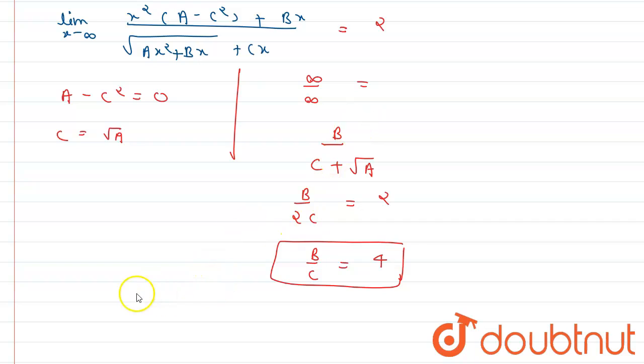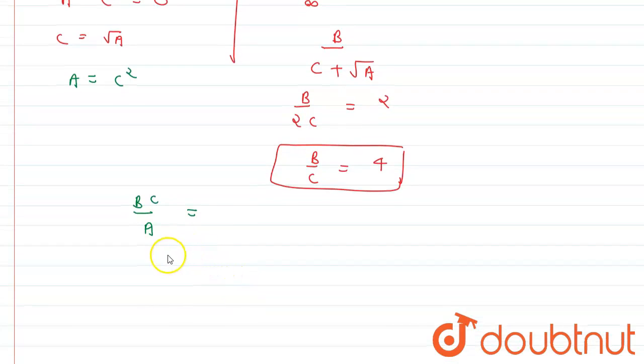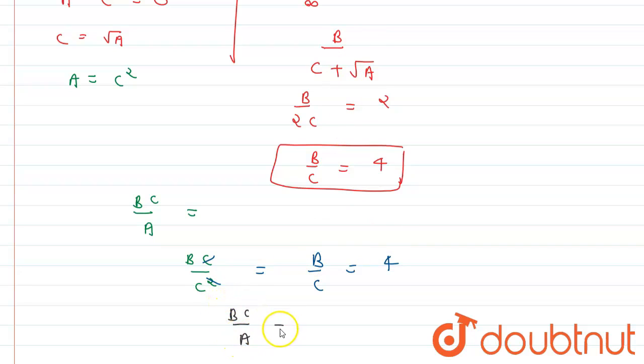Now what do we have to find? We have to find bc upon a. Now we can write a equal to c square. From here a equal to c square, so we can write this as bc upon c square. Now let us see, this c will cancel out this square. So this is equal to b upon c, and from here b upon c equal to 4. So our final answer is that bc upon a equal to 4.